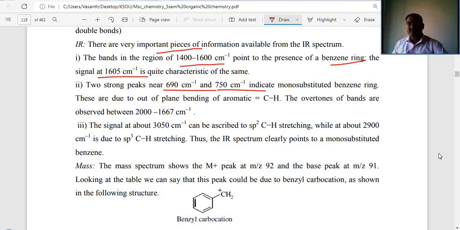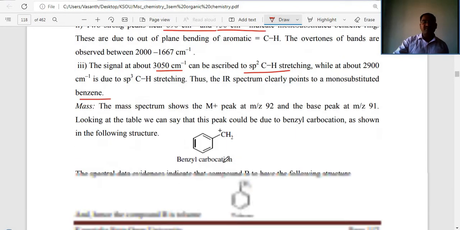Next, we consider the signals at around 3050 per centimeter, which can be ascribed to sp2 carbon-hydrogen stretching, while the signal at about 2900 per centimeter is due to sp3 CH stretching. Thus, the IR spectrum clearly points to a mono-substituted benzene.